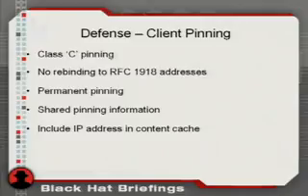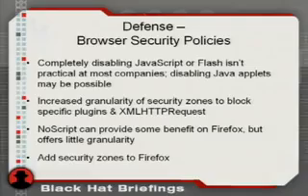A related idea, a defense against the restart attacks, involves including the IP address in cached content. Basically, adding IP address to the same origin policy, but only for content that's on the disk cache. Personally, I think that browser security policies are a better way to go in the long run because they're going to address a lot more than just DNS rebinding attacks.